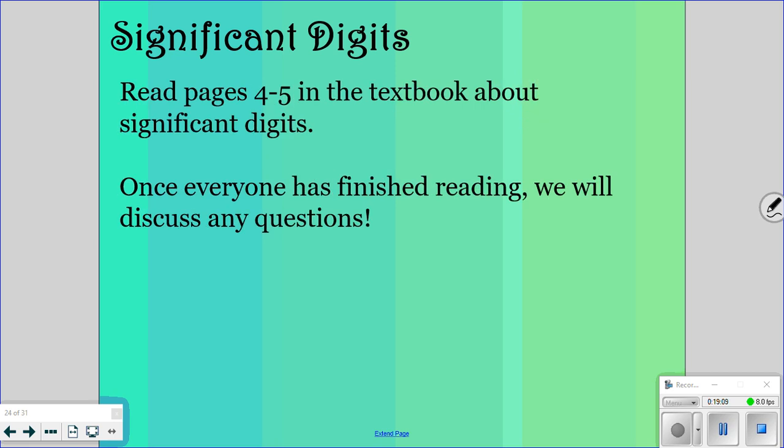So I want you to pause the video and read pages 4 and 5 in your textbook about significant digits. It starts about halfway down on page 4. It says 1.C, significant digits. And then you want to read all the way down the page on page 5 about significant digits. Hopefully it's a little bit familiar for you. After you have all finished reading, you can stop and discuss it amongst yourselves, and then play the video and we'll keep going.